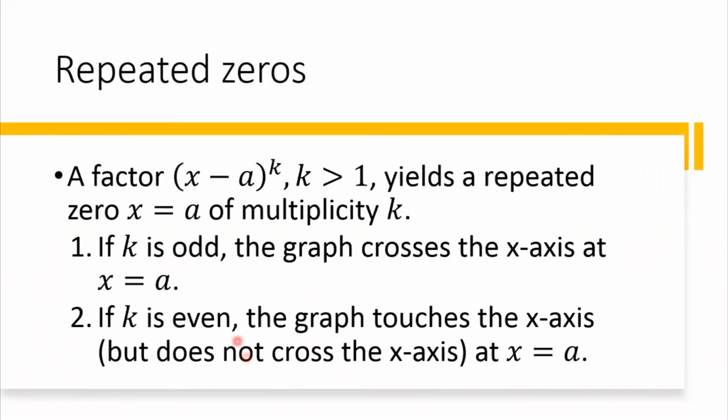Now, if k is even, the graph touches the x-axis at x is equal to a. Okay, for example, x squared. So x is equal to 0 is the zero. Therefore, the graph touches at x is equal to 0. Okay, if k is even.